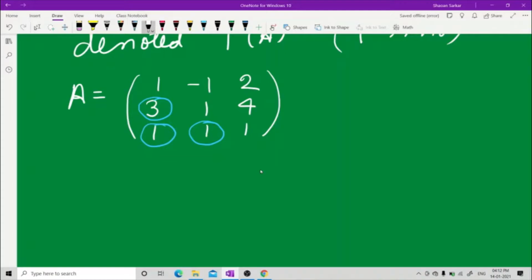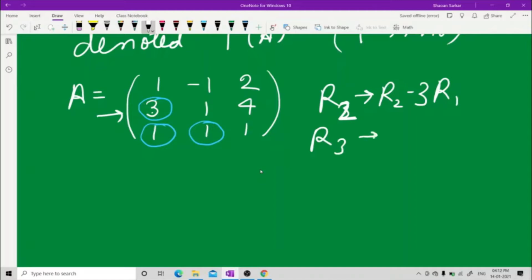Now, how to do it? This is 3 here. This is the second row. R2 is replaced with R2 minus 3R1, and R3 is replaced with R3 minus R1, because here it is only 1 and here it is 3. Therefore, I multiplied here by 3. And for this one, I have to do only minus R1. Now you see what happens.